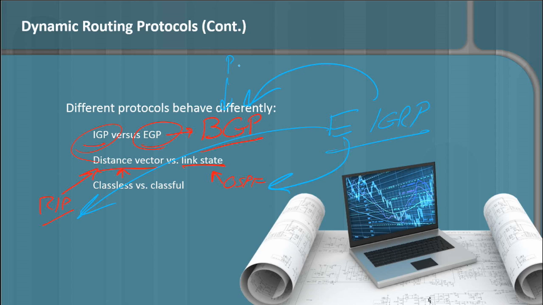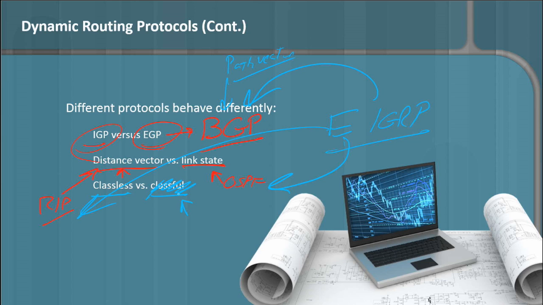BGP is classified as path vector, which is really basically distance vector. And EIGRP fits somewhere in the middle. When they describe something as being classless versus classful, classful only advertises a network without the subnet mask. So if you hear about the 10 network, it's the whole 10/8. You don't get subnet mask information included with it.